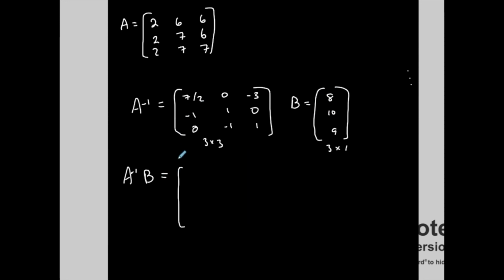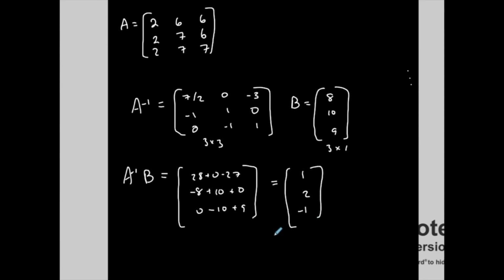So let's go ahead, row 1, column 1. We're going to go across the top. 7 halves times 8. 8 divided by 2 is 4. 4 times 7 is 28. Plus 0 times 10. Plus negative 3 times 9, minus 27. Row 2, column 1: negative 1 times 8, plus 10, plus 0. Row 3, column 1: 0, minus 10, plus 9. Simplify. 28 minus 27 is 1, then 2, and then negative 1.